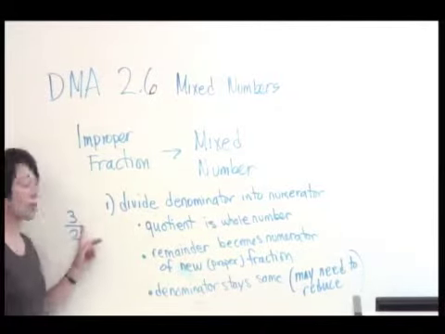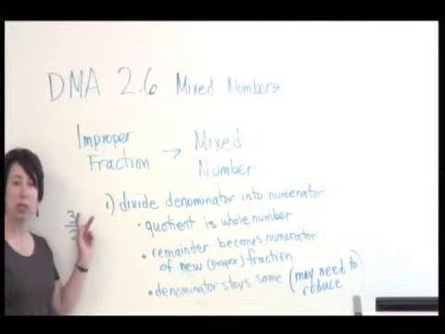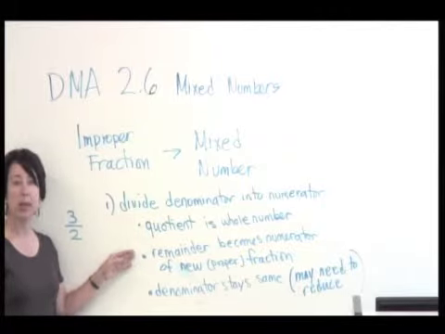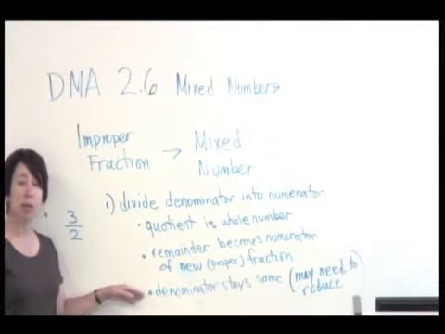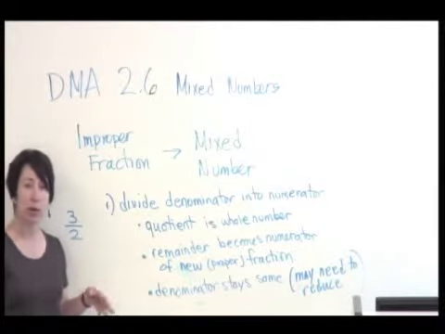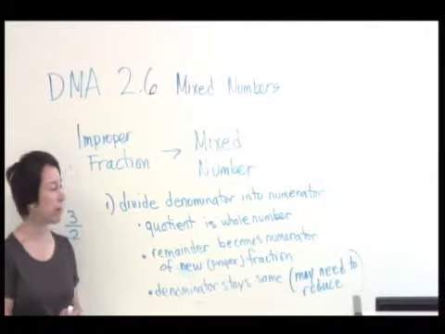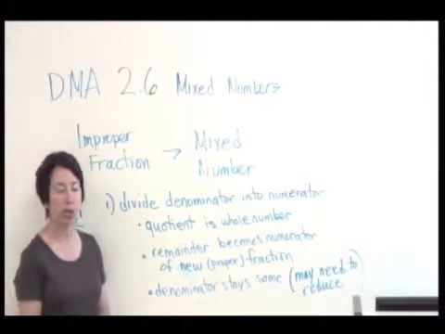So we're going to take our fraction bar to task here. To turn 3/2 into a mixed number, we take 3 and divide it by 2. The quotient becomes our whole number. The remainder becomes our new numerator, and the denominator stays the same. And if necessary, once we have our new numerator and denominator, we may need to simplify that. So let's look at this example here, and then we'll look at another example as well.